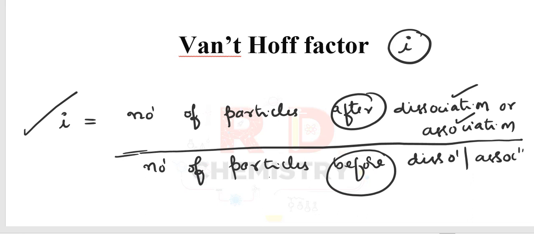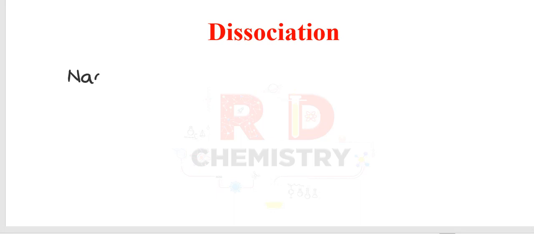Okay, let me give some simple examples for dissociation. Let me take sodium chloride. Sodium chloride is an electrolyte. It can dissociate to give ions, sodium ions and chloride ions. Any substance that dissociates or associates to give ions is known as an electrolyte.